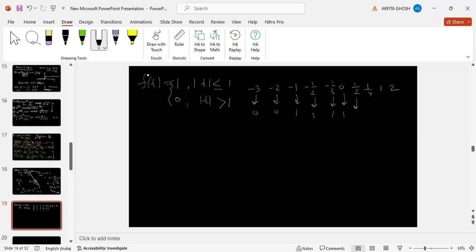For half, 1/4 and 1, function value is 1. For 2, greater than 1, so function value is 0. That means for minus 1 less equal to t less equal to 1, function value is 1. Otherwise it is 0.